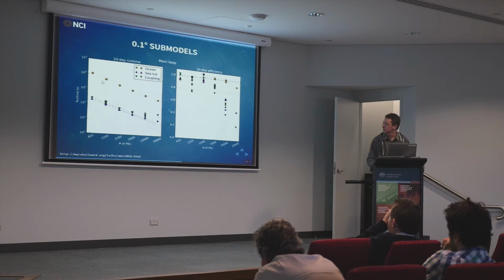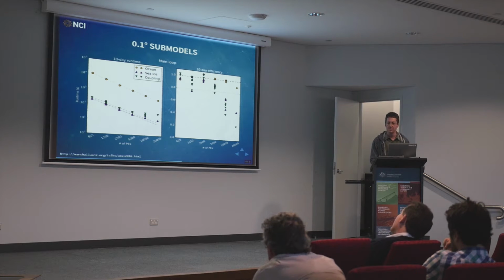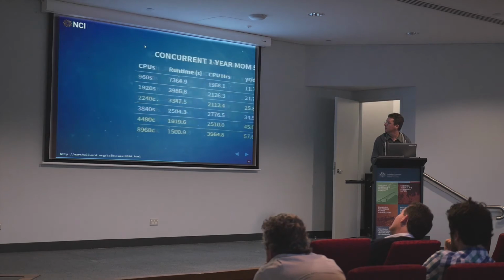What you can see is that, as I said, the 10th degree model already scales very well, and really, Rygen's not big enough to reveal the scaling problems of that model, so I'll focus back on the quarter degree.